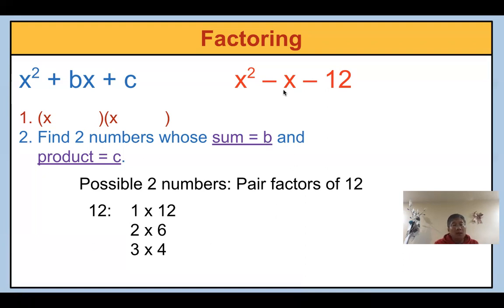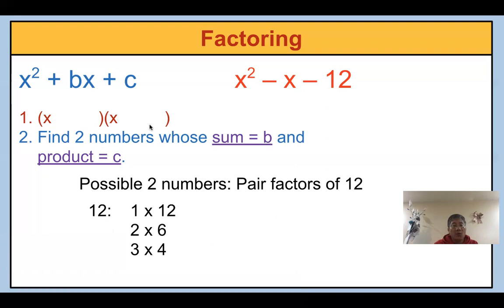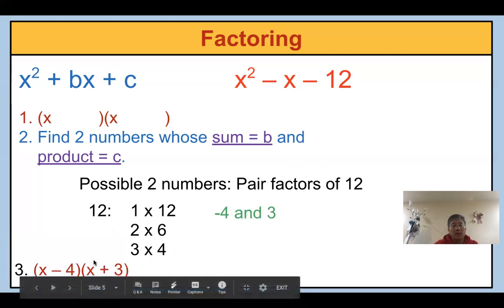So which one gives you negative 1? 1 and negative 12, 2 and negative 6, 3 and negative 4. When you add, which one gives you negative 1? Yes, 3 and negative 4. Then your answer will be x plus 3, x minus 4. That's how you factor, right? x minus 4, x plus 3, or x plus 3, x minus 4, doesn't matter.